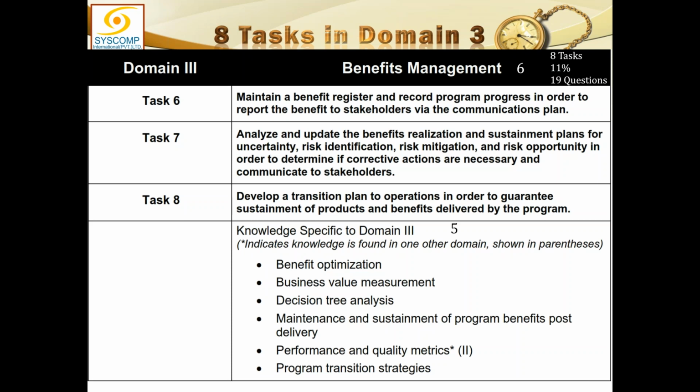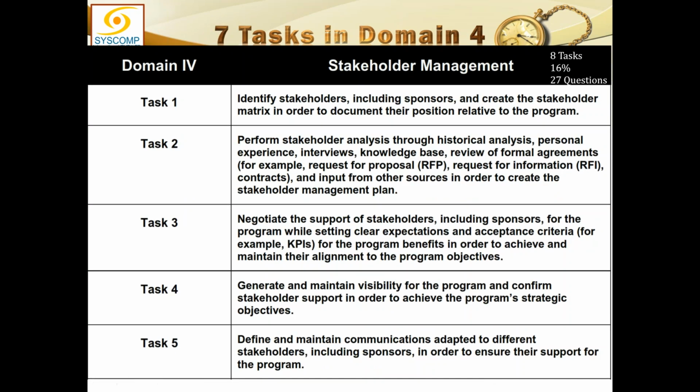First is talking about the sustainment, and the other is talking about transition strategies. Then we have performance and quality metrics. How do you measure that? So this concludes our benefit management. We are left with two domains now.